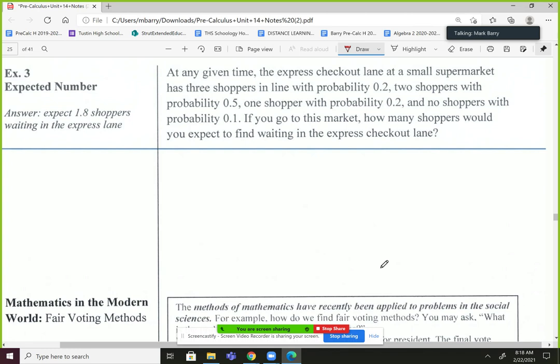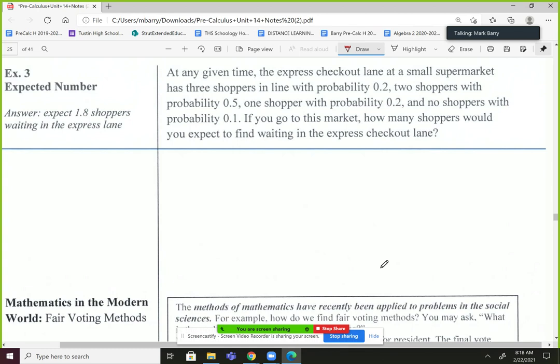All right, so at any given time, the express checkout lane at a small supermarket has 3 shoppers in line with a probability of 0.2, 2 shoppers in line with a probability of 0.5, 1 shopper with a probability of 0.2, no shoppers with a probability of 0.1. If you go to this market, how many shoppers would you expect to find waiting in the checkout line?